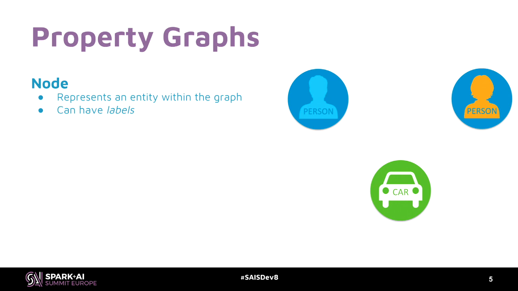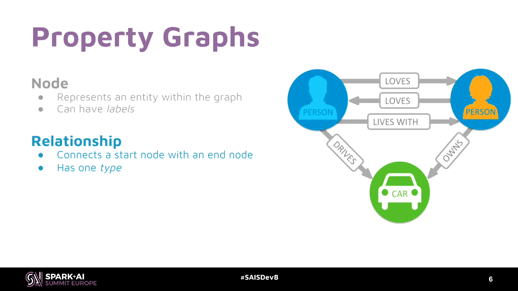And we already want to label this. So we label 2 things as person and the third thing as a car. That's a way to categorize what kind of a thing that entity is. And you can have multiple labels too for a node. And now comes the crucial thing for a graph.